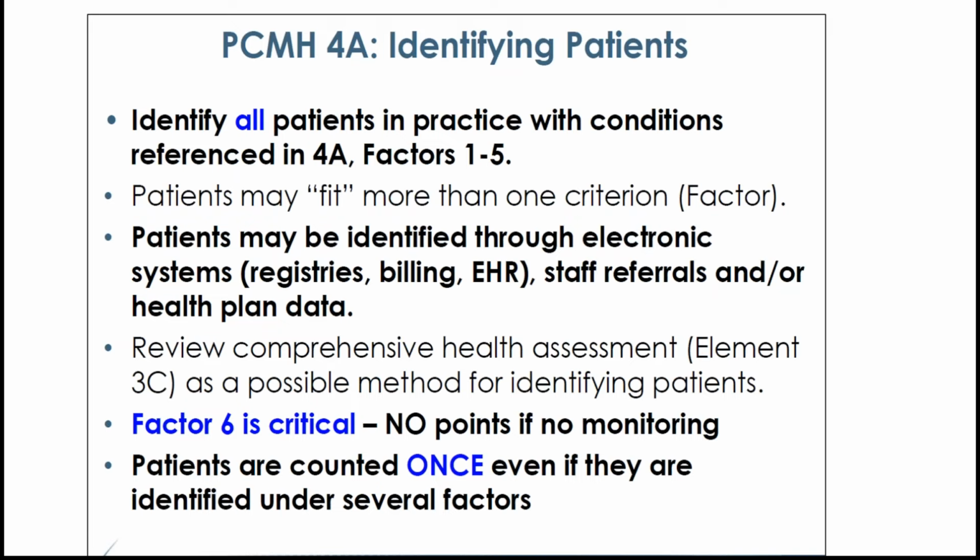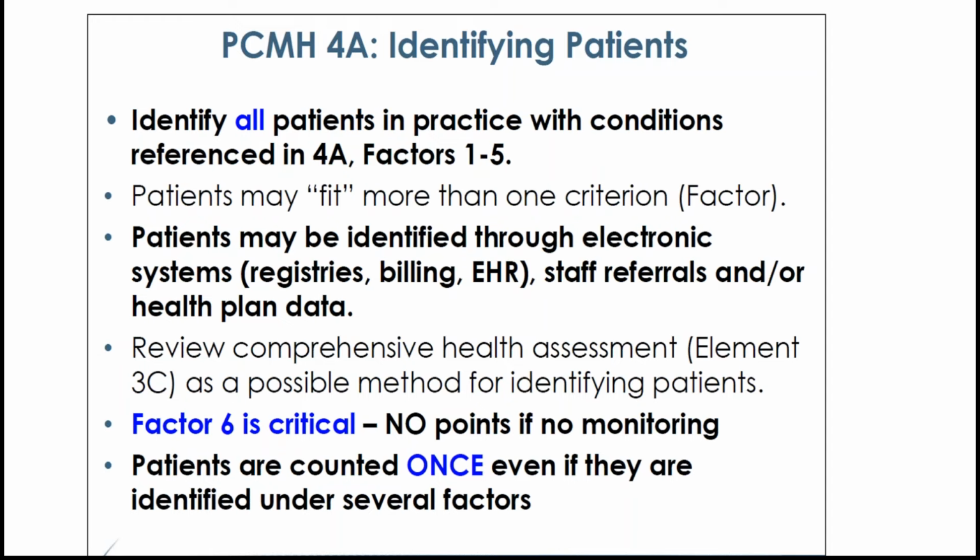That same patient can obviously fall into both of those criteria, and for looking at the percentages for that factor, that is the way you would want to look at it. Looking towards the bottom here, patients are counted once even if they are identified under several factors, and this is referring to factor 6. So that is where you're only looking at unique patients.